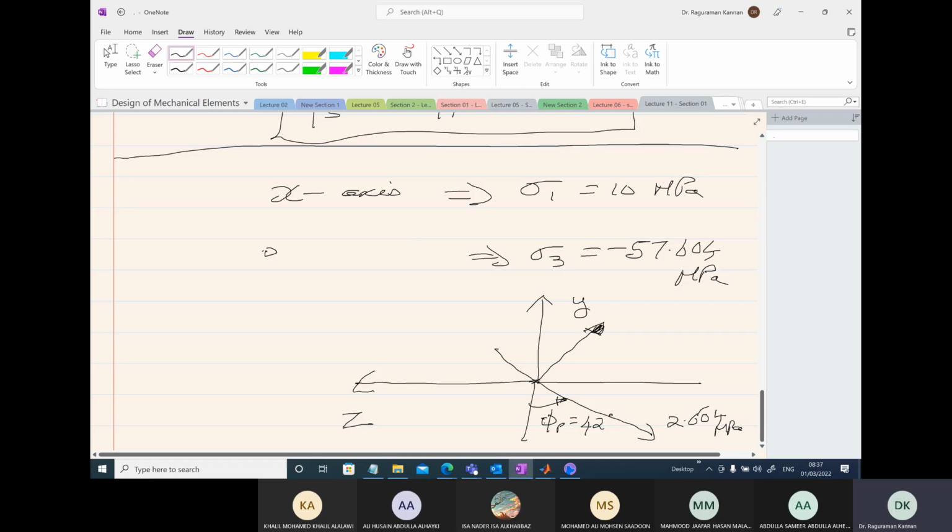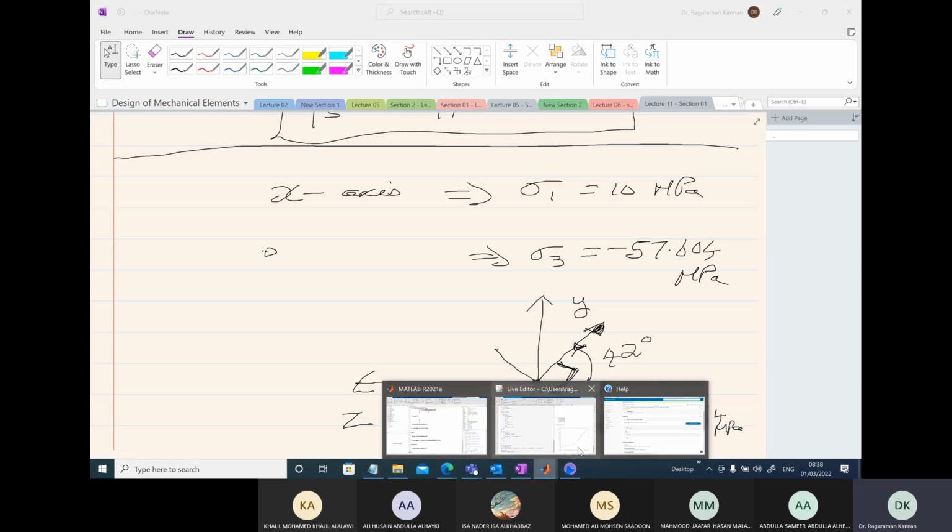So in other words, this is the angle. We need to add 90 degrees to that angle in the anti-clockwise direction. If you add 90 degrees, what are you going to get? This angle. So this is 90 minus theta, 90 minus 42 degrees, and then you will get again 42 degrees. So this is going to be the direction corresponding to 57.604.